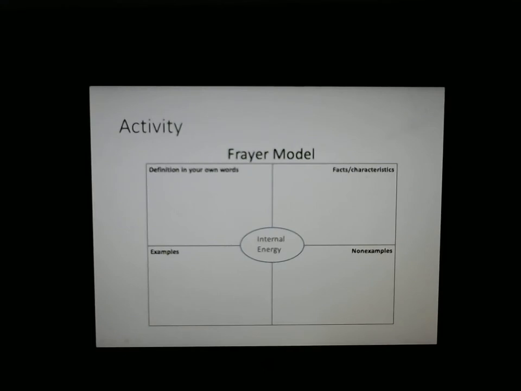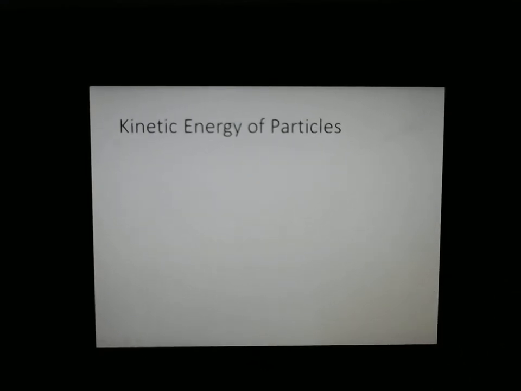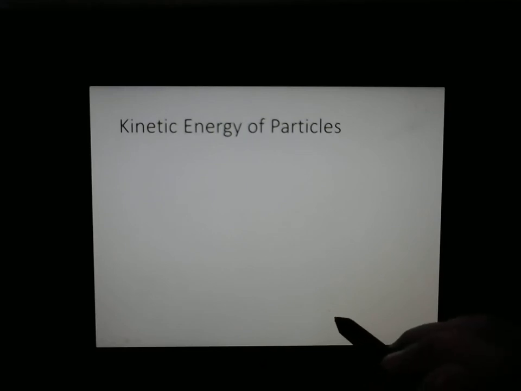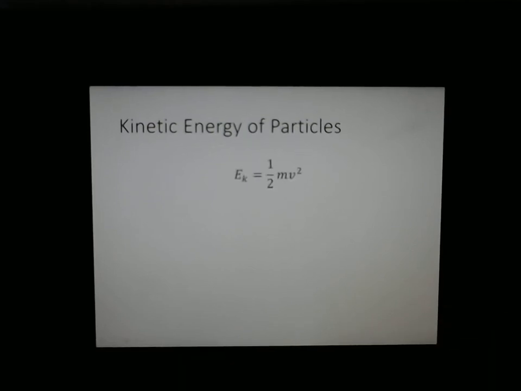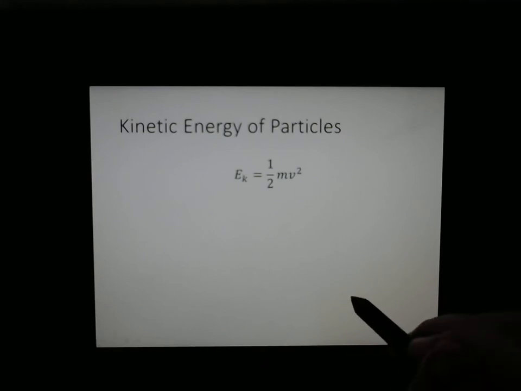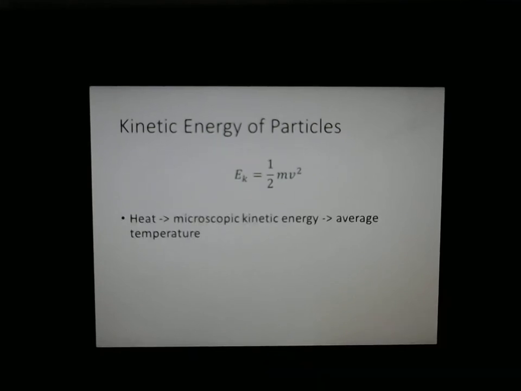Alright, welcome back. Going back to grade 8, we discussed kinetic energy and how it relates to the movement of an object. Then in year 10, we learned how to calculate it using a formula: kinetic energy equals half mass times velocity squared. But heat relates to the microscopic, the internal kinetic energy of the atoms themselves, and it's connected to the average temperature of the object. So heat: microscopic kinetic energy, average temperature.